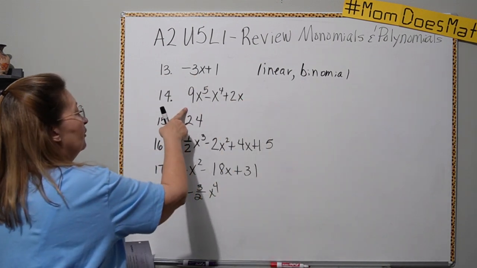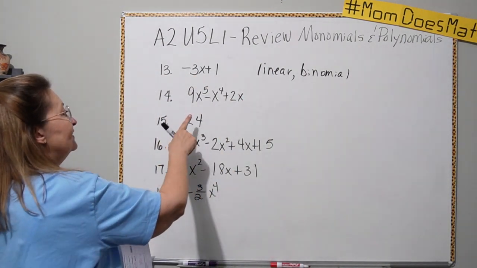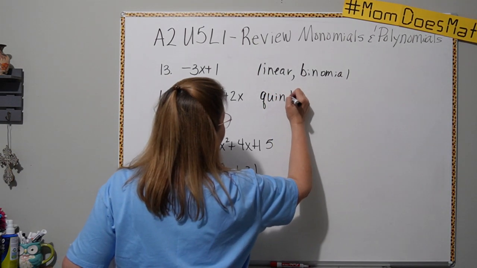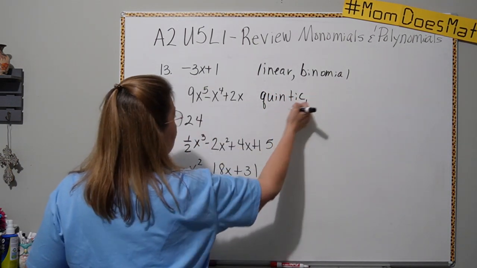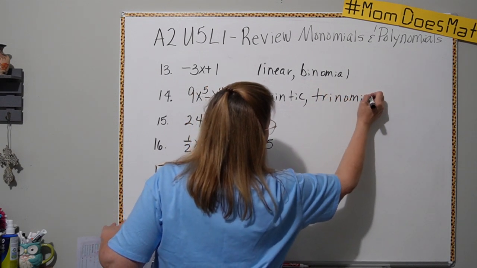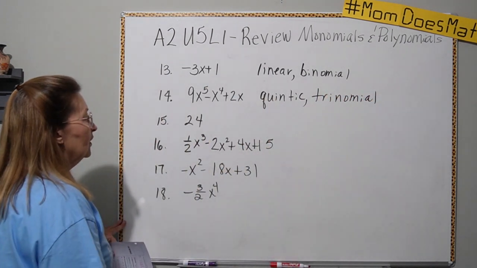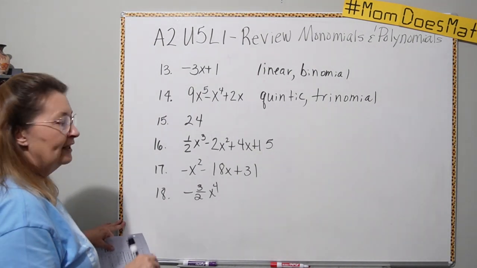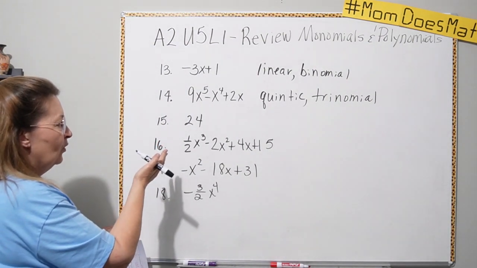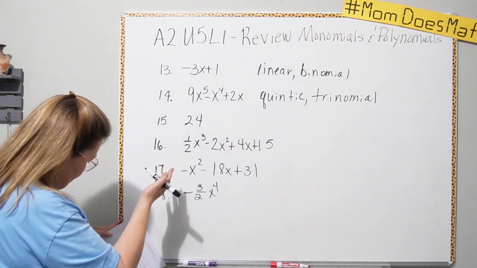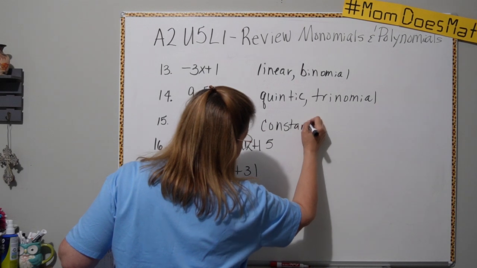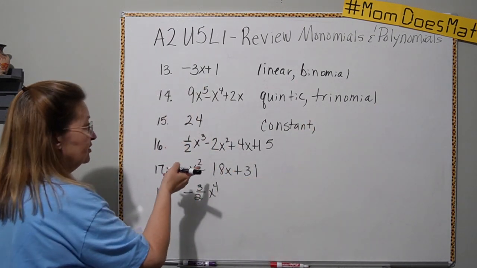All right, number 14. I look for my highest exponent, which is 5. So this is going to be a quintic. And how many terms does it have? 3. So it is a quintic trinomial. All right, for number 15, I just have a number. So how is it classified according to degree? Well, that's a 0 degree, which was what? Constant.